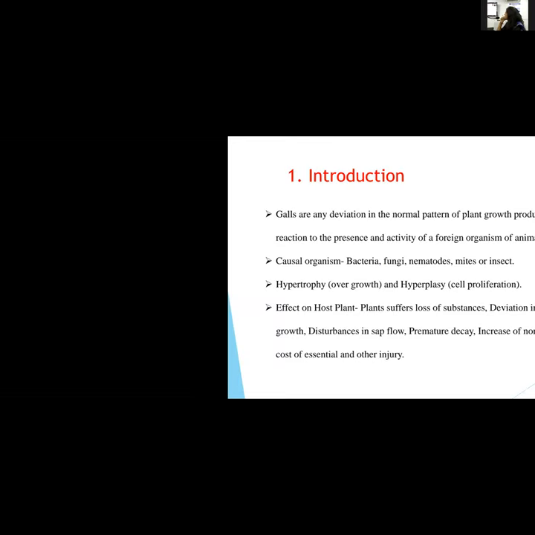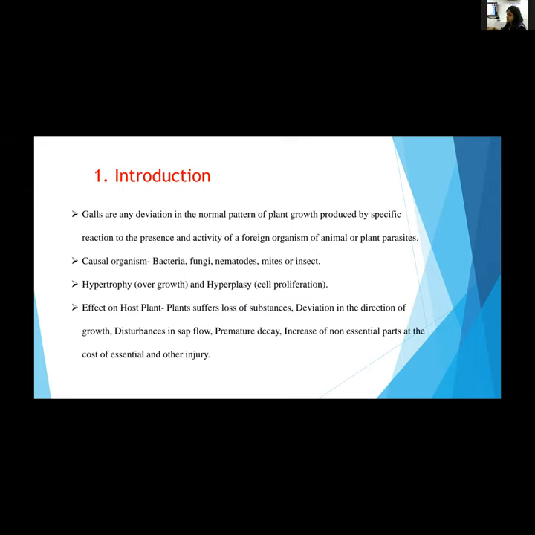Galls are any deviation in the normal growth pattern. As we know, plants have many types of disease and galls are one of them. There are different types of galls found in plants: stem galls, leaf galls and root galls. The causal organisms are basically bacteria, fungi, nematodes, mites or insects. There are two main characteristics of galls, hypertrophy and hyperplasia, which are cell proliferation and overgrowth of tissues in plants.